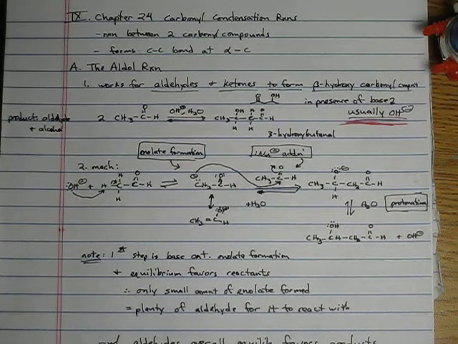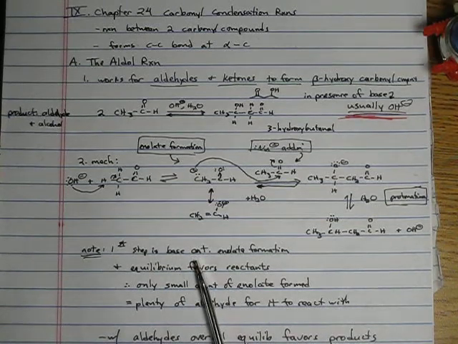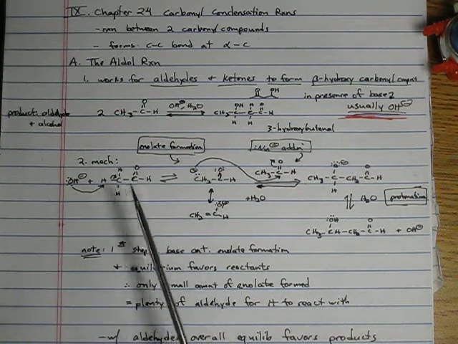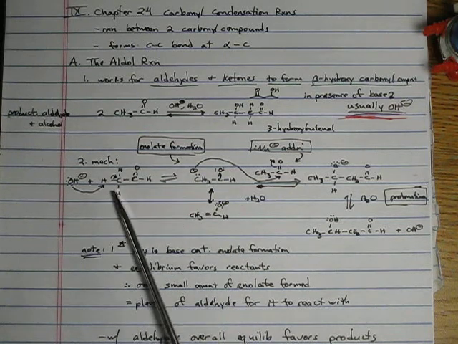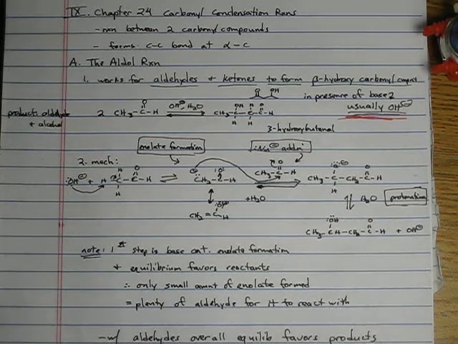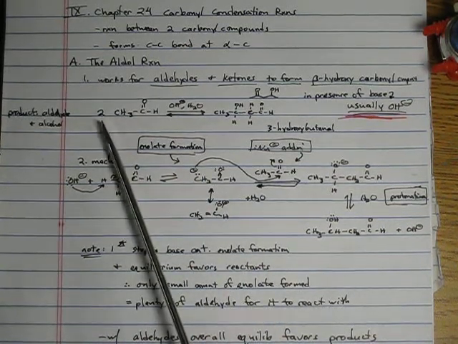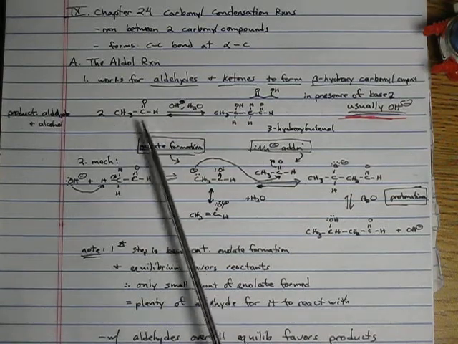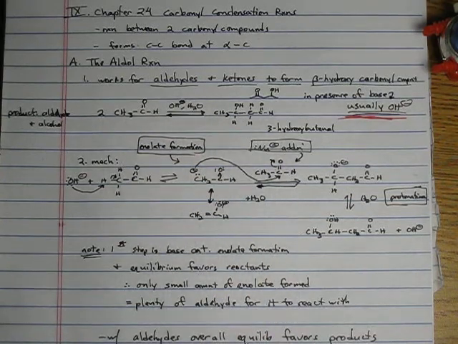Some things to note with this reaction. First of all, the first step is the base-catalyzed enolate formation. Equilibrium favors reactant, so only a small amount of enolate is going to form, which means you've got plenty of this aldehyde left to react with. For stoichiometry purposes, we put the 2 in front because our product is going to have 2 of these original aldehydes hooked together. When you're running the reaction in the lab, it's not like the reaction doesn't start until you add the second equivalent of aldehyde. You have that aldehyde in there, you add the base, the reaction is going to occur.